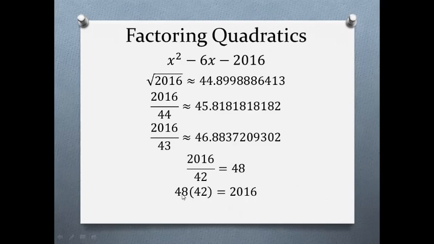Now we have to answer which one should be negative. Since we have a negative 6, we know that the 48 should be negative. So the factors are x minus 48 and x plus 42.